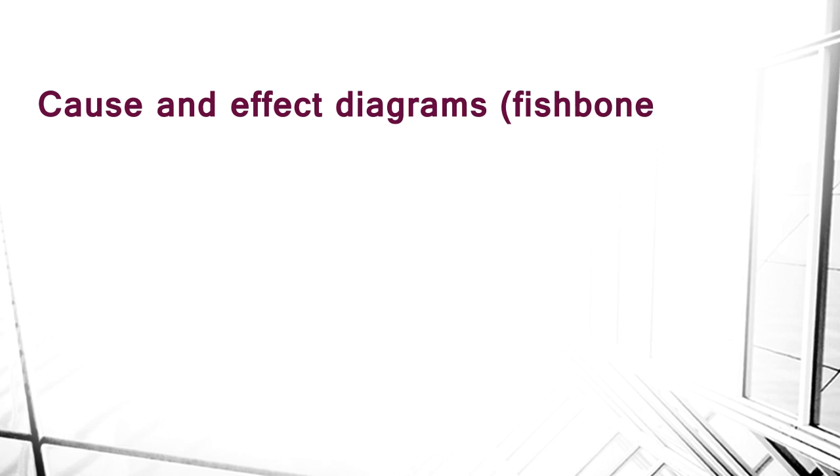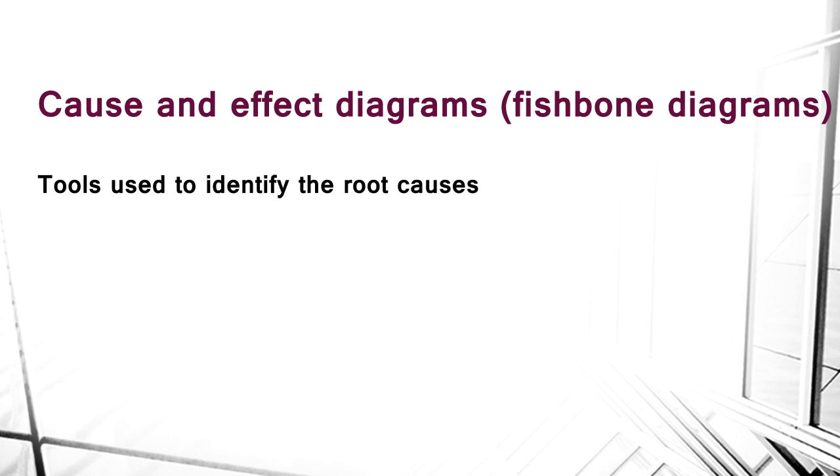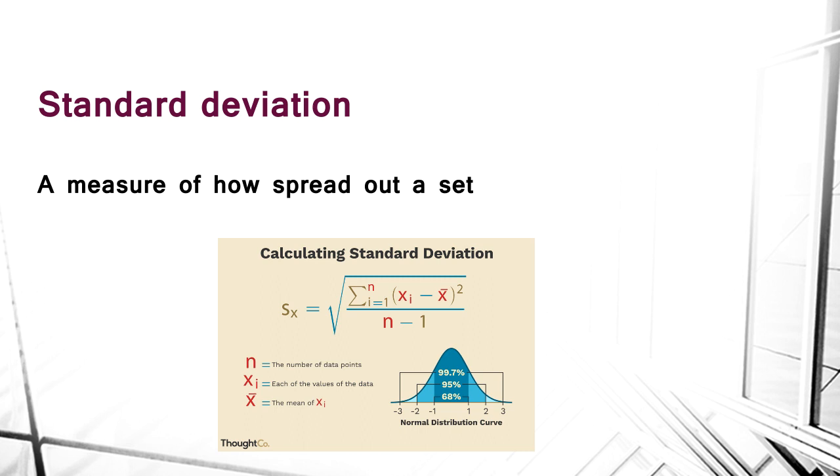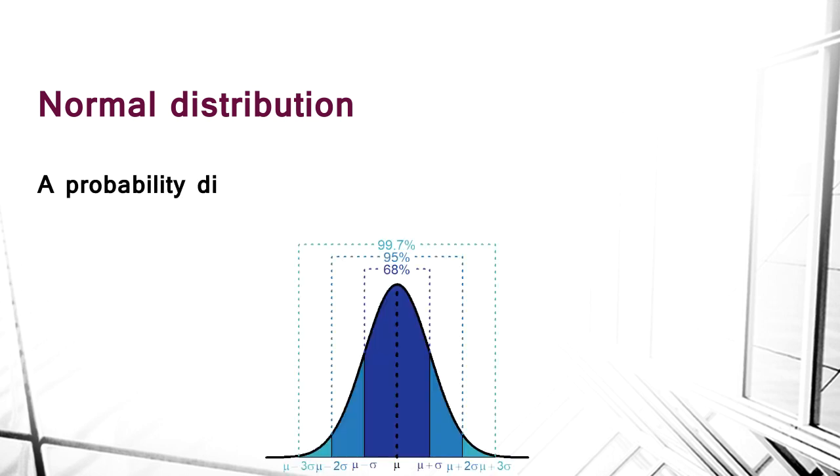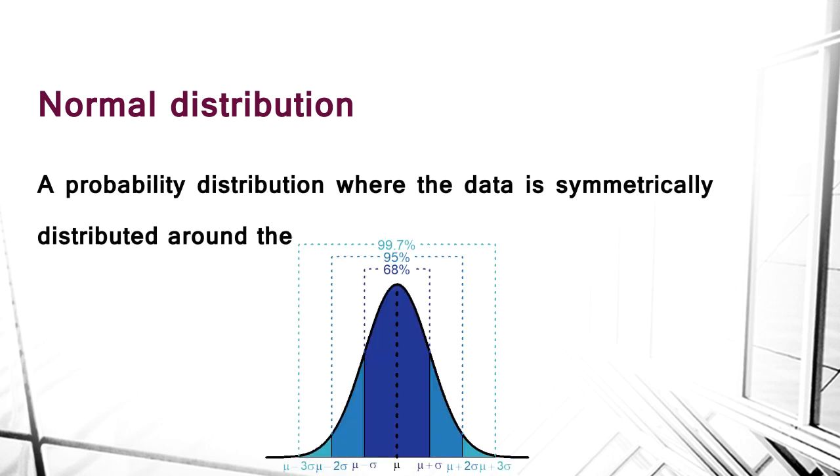Jargon: cause and effect diagrams, fishbone diagrams. Definition: tools used to identify the root causes of defects. Special concept: mean. Definition: the average value of a set of data. Special concept: standard deviation. Definition: a measure of how spread out a set of data is from the mean. Special concept: normal distribution. Definition: a probability distribution where the data is symmetrically distributed around the mean.